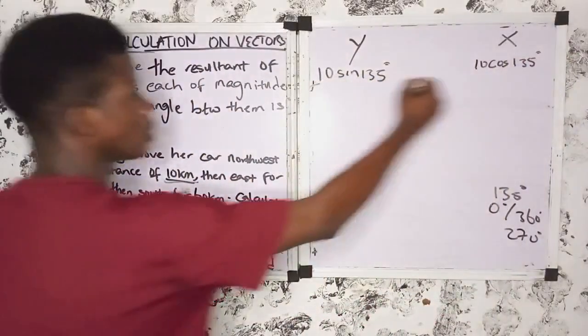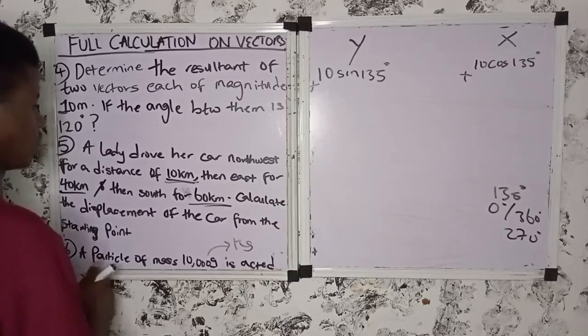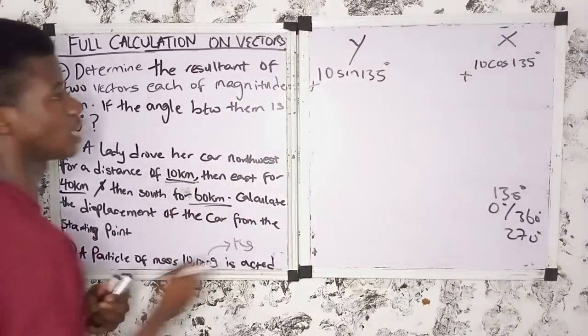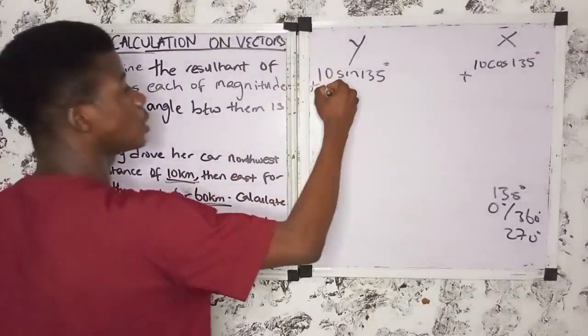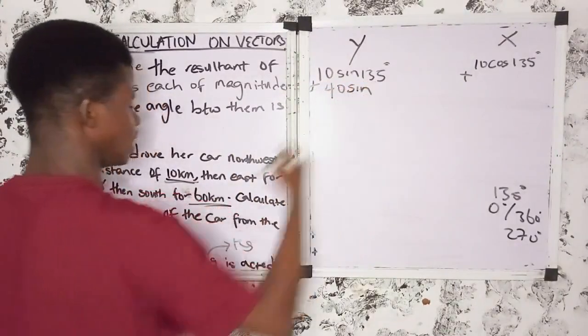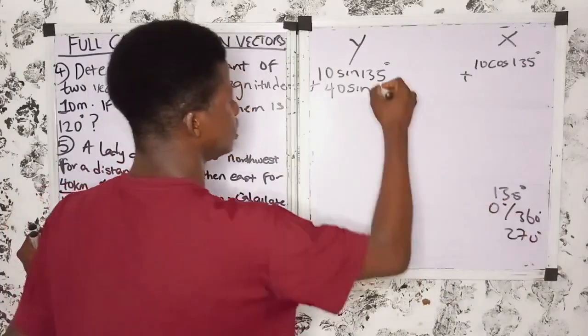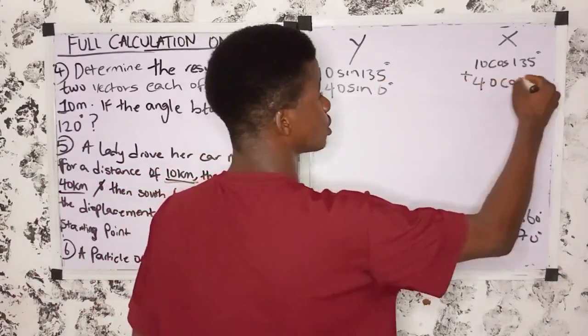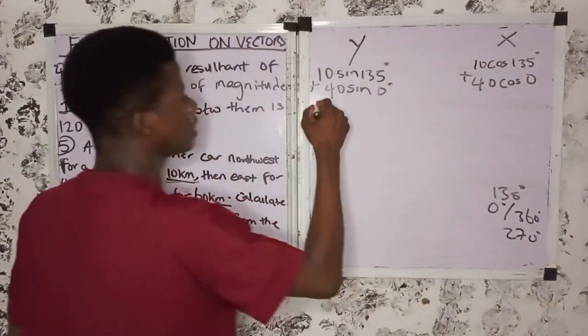Then east for what? 40 kilometer. So 40 sine east is what? 0 or 360 degrees, so let me use 0. Then here will now be 40 cos 0. Okay, then let's continue.